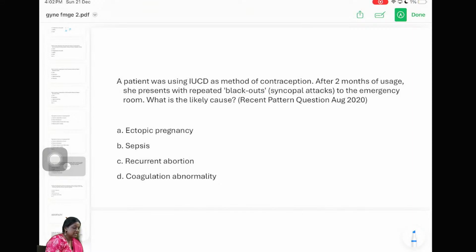Right. A patient was using IUCD as a method of contraception. If she is having repeated blackouts, what is the likely cause? Here ectopic pregnancy is an important thing because we already studied IUCD is going to occupy the endometrial cavity. So the only space where the ovum will get implanted is the tube. So ectopic pregnancy is very common with IUCD. You understand? Okay. Good. Right. We'll finish it off.